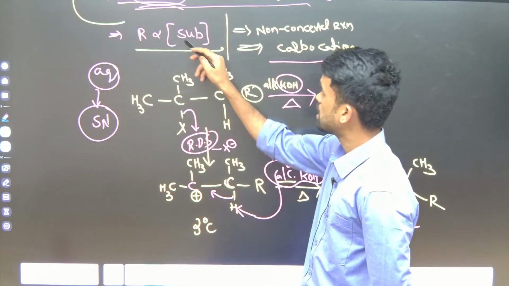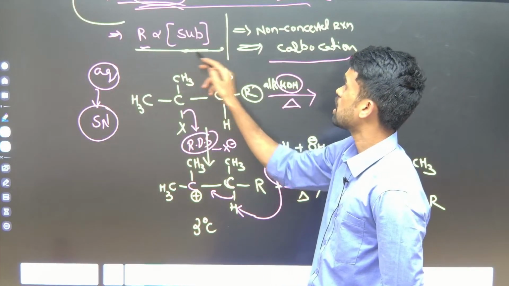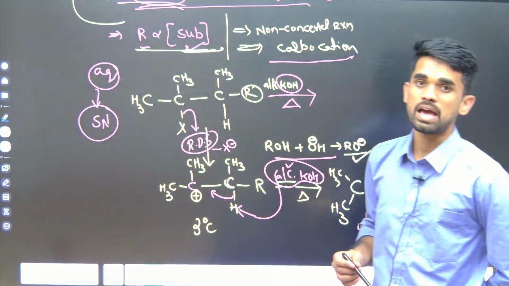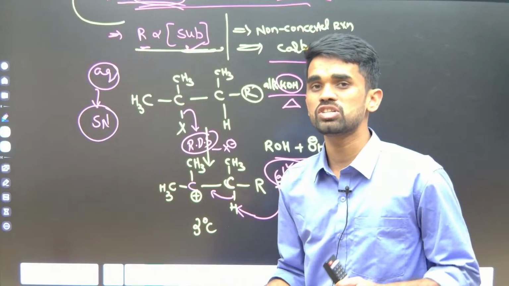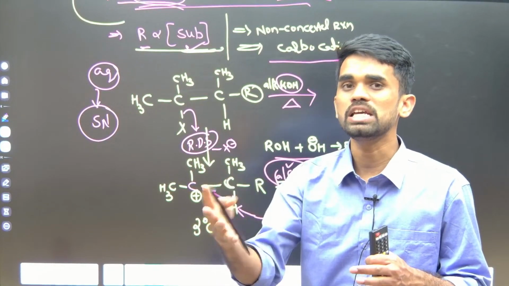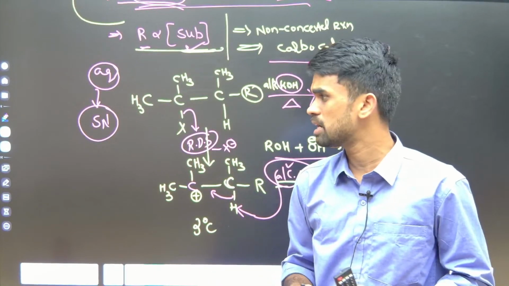So that's why we say the rate of reaction depends only on the concentration of the substrate, not on the base. Whatever base you are using, the reaction proceeds. Now you might be having some confusion about how to differentiate the SN1 reaction and the E1 reaction. We are going to understand that in the upcoming session.